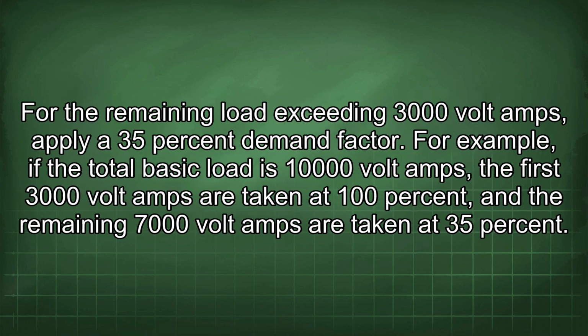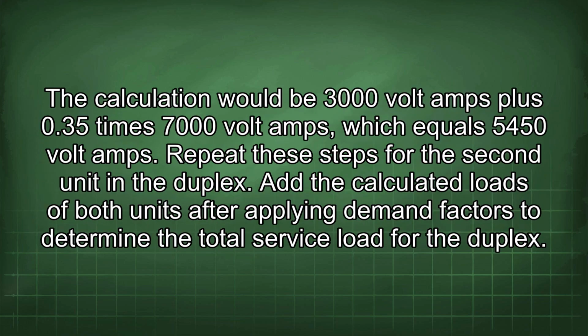For the remaining load exceeding 3000 volt amps, apply a 35% demand factor. For example, if the total basic load is 10,000 volt amps, the first 3000 volt amps are taken at 100%, and the remaining 7000 volt amps are taken at 35%. The calculation would be 3000 volt amps plus 0.35 times 7000 volt amps, which equals 5450 volt amps. Repeat these steps for the second unit in the duplex. Add the calculated loads of both units after applying demand factors to determine the total service load for the duplex.